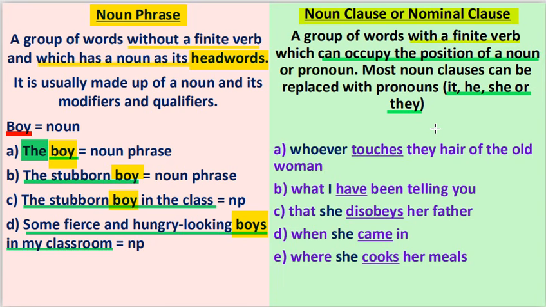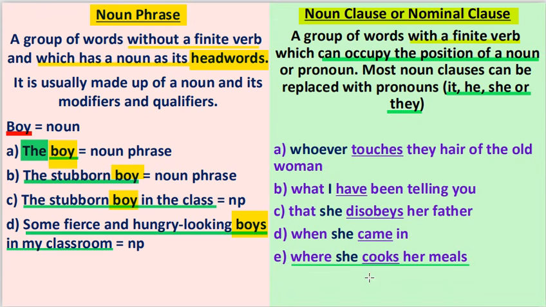Let's give some examples. Example A, whoever touches the hair of the old woman. That one begins with whoever. Example B, what I have been telling you. That begins with what. Example C, that she disobeyed her father. Example D, when she came in. Example E, where she cooks her meal.